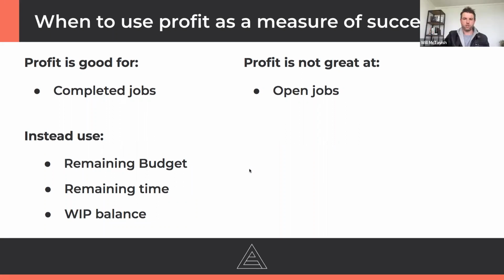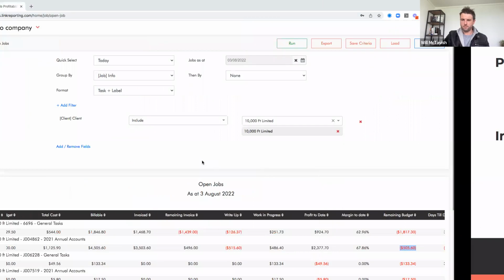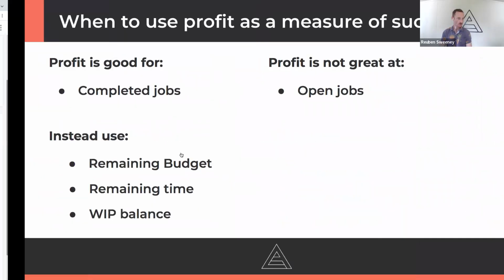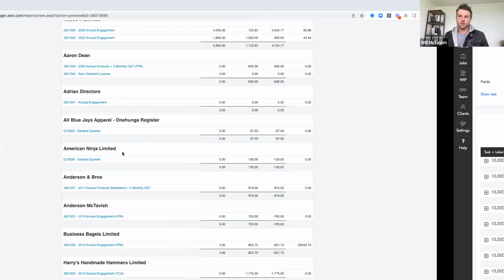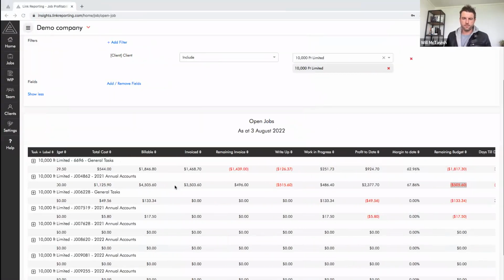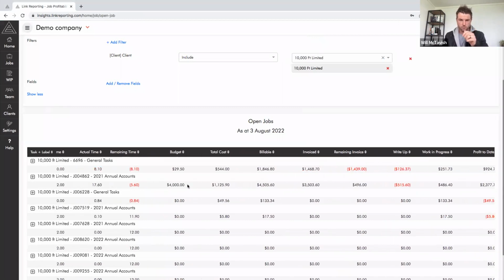Reubs, can I explain how budget gets into the system? Yeah, absolutely. Cool. So just look at link reporting there. That budget field in what we're seeing in link reporting there. This one here. Yeah, $4,000.